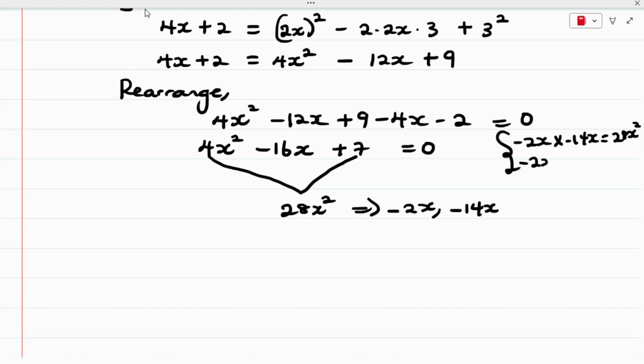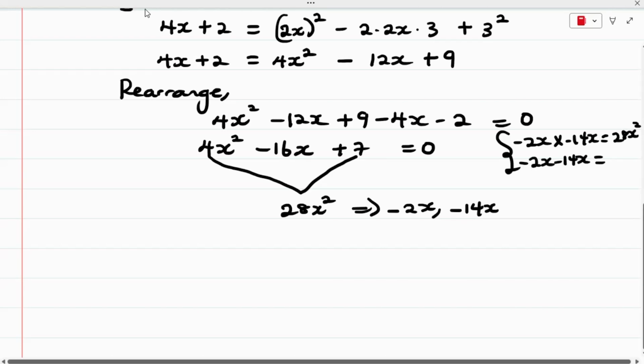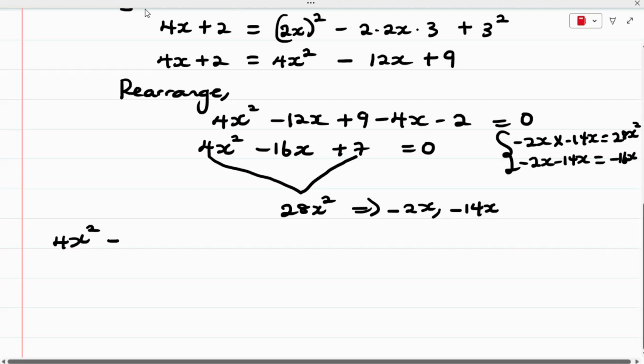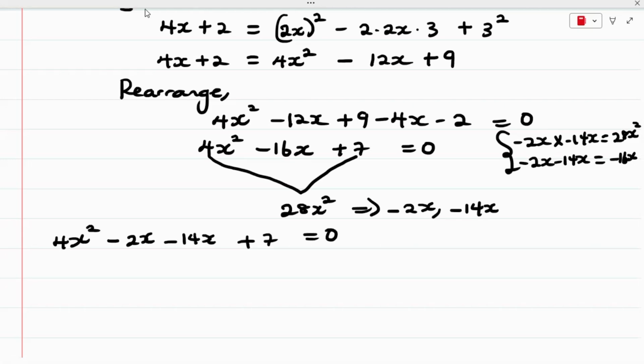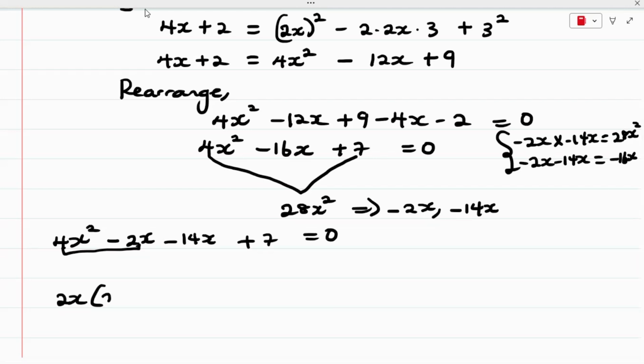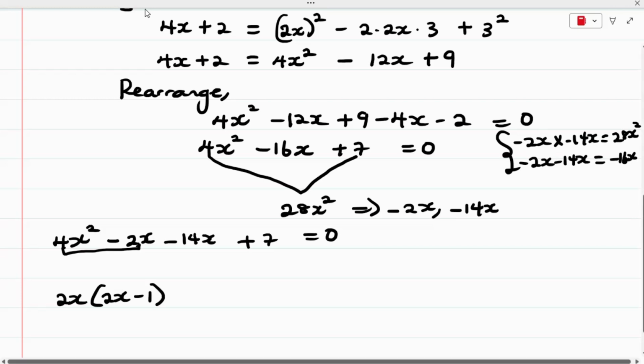Now this implies that minus 2x times minus 14x is going to give us 28x squared, and minus 2x minus 14x is going to give us what? Minus 16 what? x. Alright, so we have this to be 4x squared minus 2x minus 14x plus 7, and this is equal to what? 0. So we are going to factor out this 2. If you factor out this 2, we have 2x to be common, and if you factor it out, we have 2x minus 1 to be left.